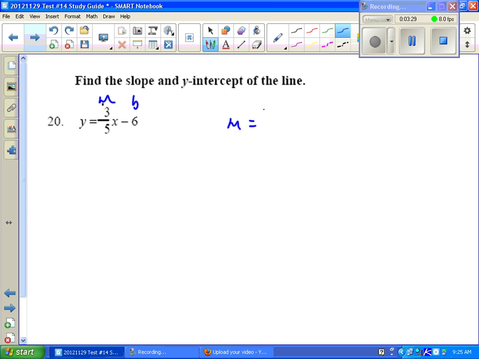Find the slope and y-intercept of the line, mx plus b. M's value is 3/5. That's your slope. Your y-intercept's value is a negative 6.